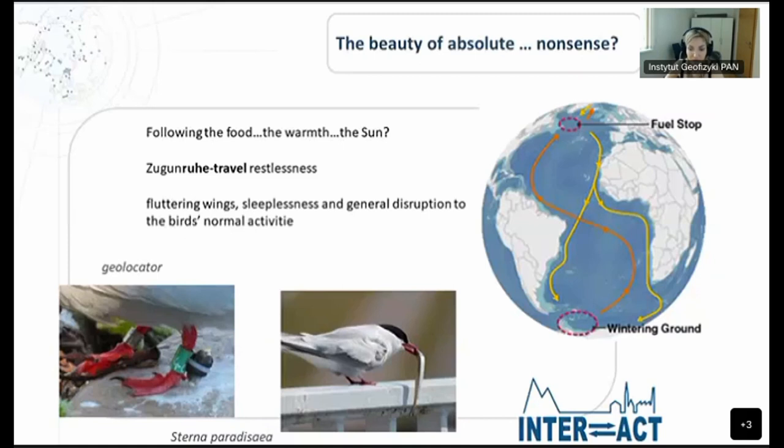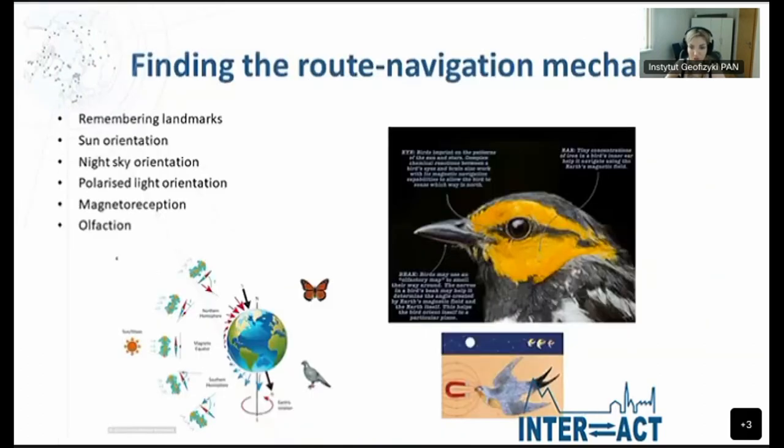So how do they survive on the way? Apart from this fuel stop in the beginning, they survive the journey hunting a little bit by diving while flying to fish and crustaceans. And of course, they still had this Zugunruhe, I mean, travel restlessness. Before the journey, they gain weight, but still, they wouldn't be able to rely on what they gained before the journey for the whole trip. How do they find the way?